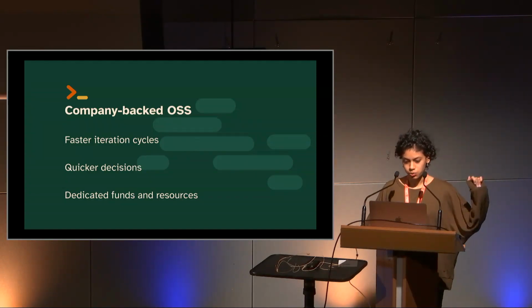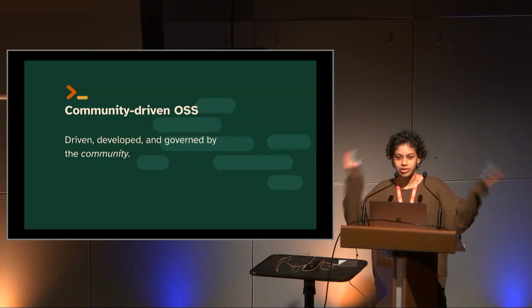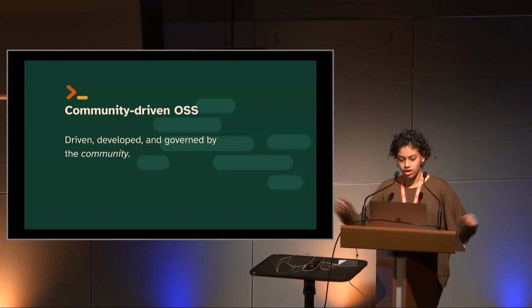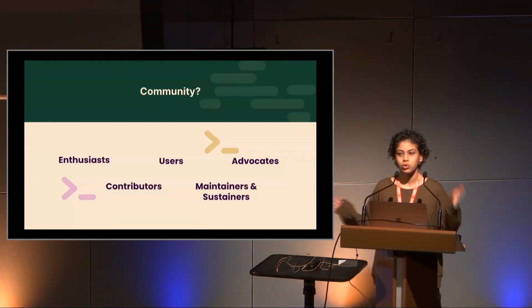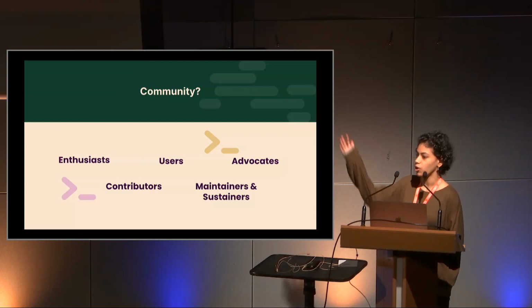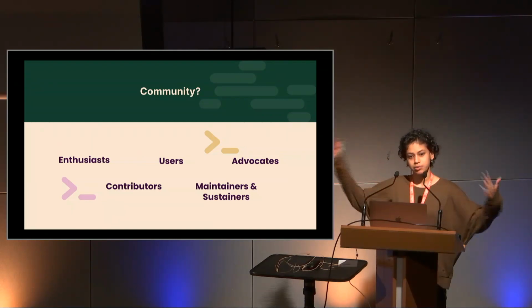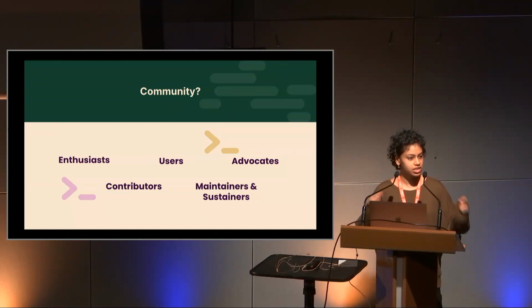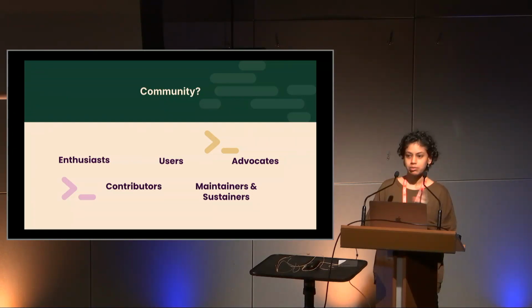On the other hand, we have community-driven open source projects, for example, the Jupyter project, that are driven, developed, and governed by the community as a whole. And by community, I mean everybody who interacts with your project. This is a broad group, as you can see. You have users, contributors, advocates, maintainers, but also folks in the downstream and upstream project community. So this is a really, really broad group of people, and a single company or entity is just one part of this community, okay? So that's what I mean by these two terms.